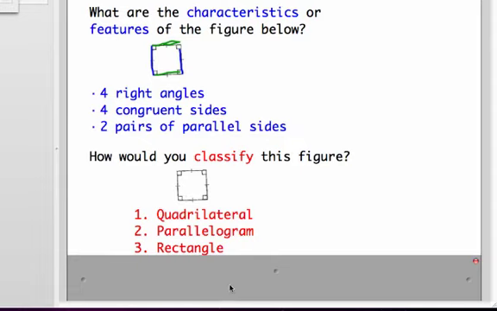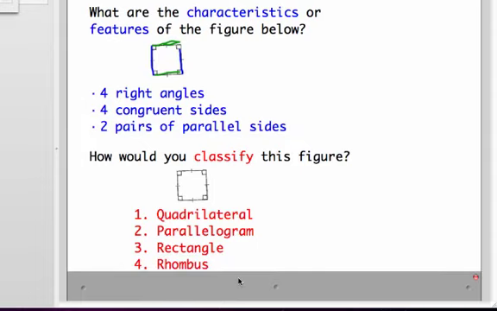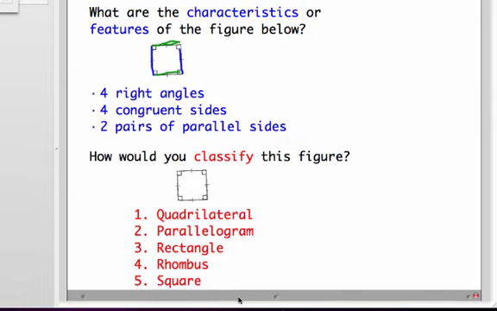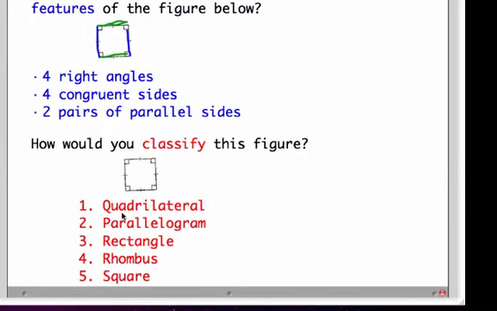So that's a rectangle. The fourth thing we can call it, since all the sides are equal and the opposite sides are parallel, we can call it a rhombus. And finally, the way that maybe everybody relates to this figure, it's a square, because it has four congruent sides and four right angles and two pairs of parallel sides. That makes it a square.